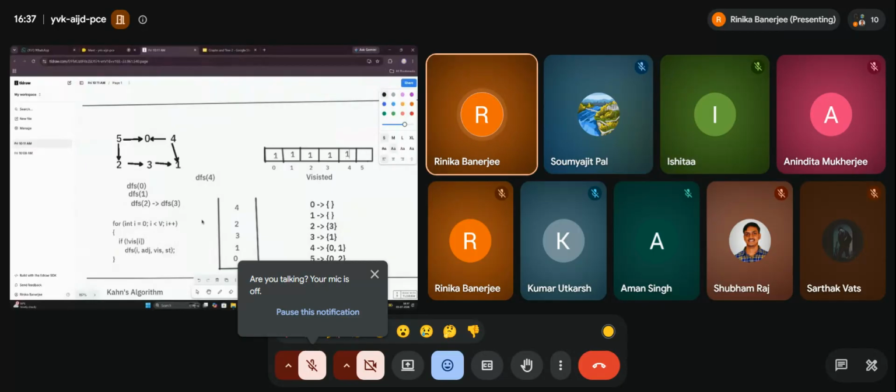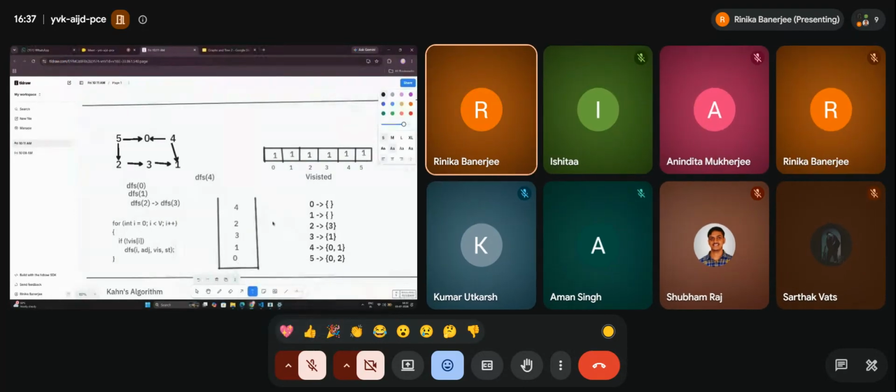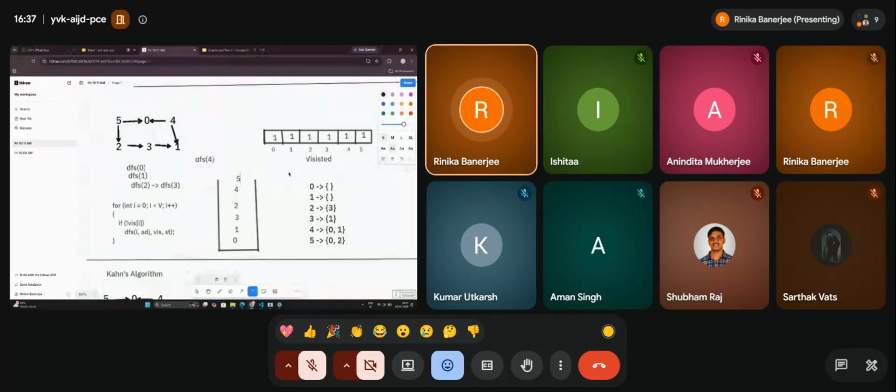Now there is this DFS call for 5. Now 5 is not visited, so I'll mark 5 visited. Now from 5, I can move on to either 0 or 2. 0 and 2 both are already visited, so I have no further call for DFS of 5. So I'll finally push 5 into the stack. Now I'll pop all the elements of the stack. I'll pop one by one, so it will become 5, then 4, then 2, then 3, then 1, and then 0.